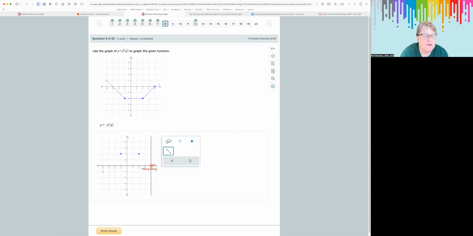Again, once you have the points plotted, it's easier to graph the segments. You click on one point, click on the second point, and then pick up another segment, click on one point, click on the second point. It looks right. Yay, okay.